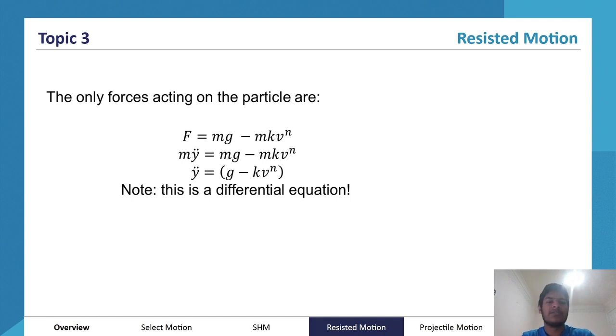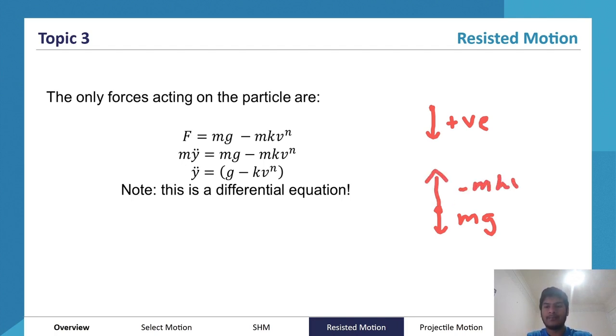Sorry, if we take downwards as positive, my mistake. If we take downwards as positive, in this case, the particle is falling downwards, we get mg acting downwards, but because the particle is falling downwards, air resistance acts in the opposite direction, so we get minus mkv^n.